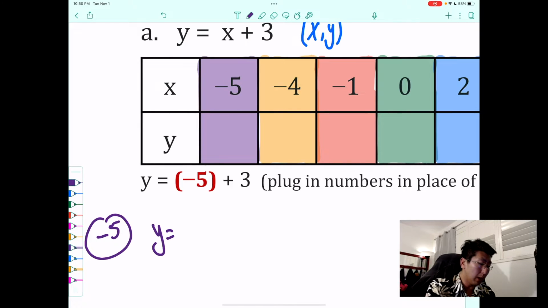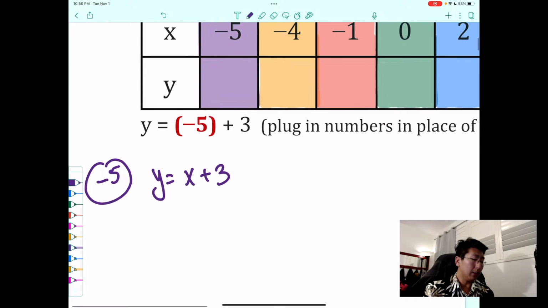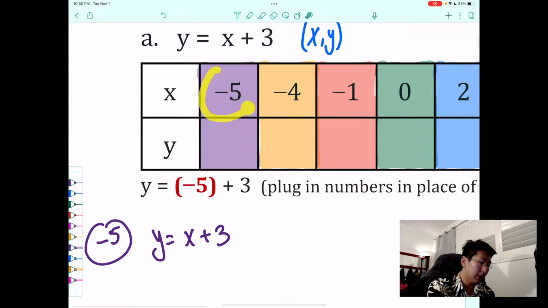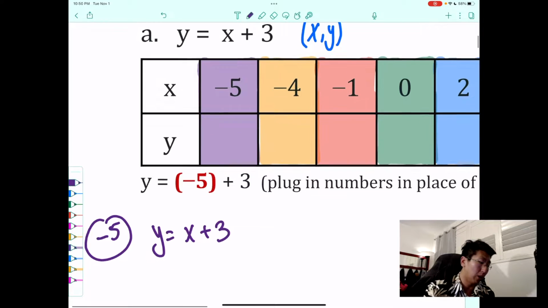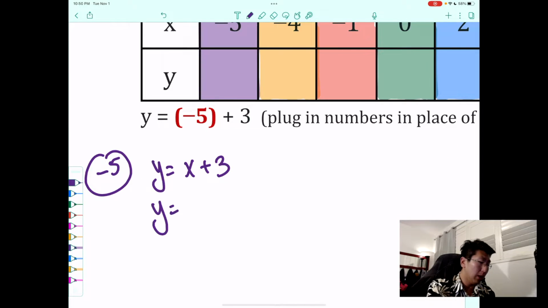Y equals x plus 3. And instead of x, I'm going to plug in this value here, because this is saying x is -5. When x is -5, what is the y value? We're going to solve. So y equals -5 plus 3.